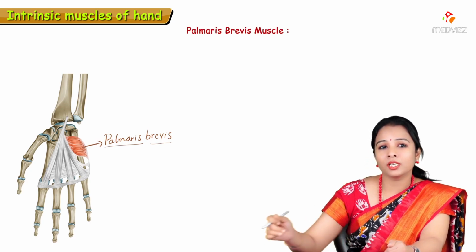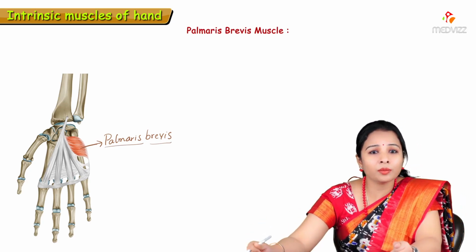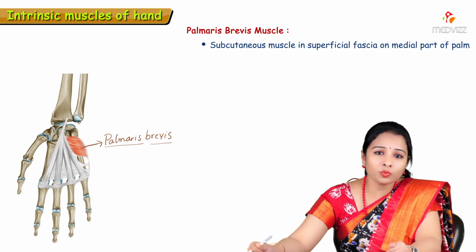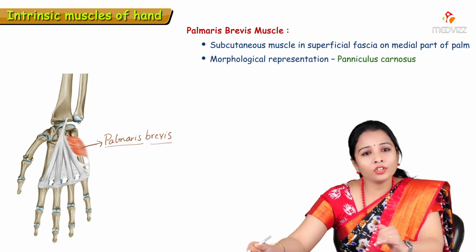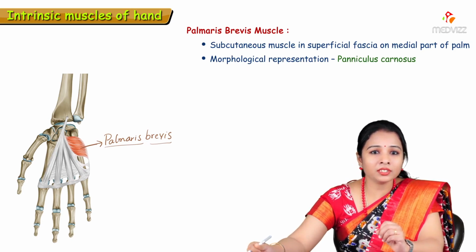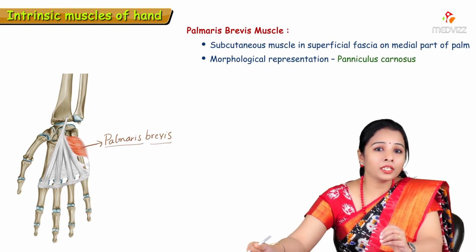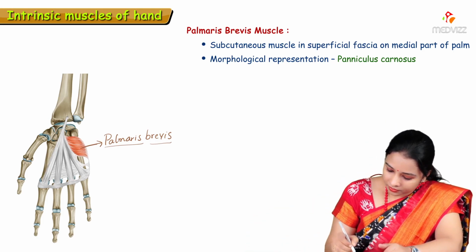palmaris brevis. Palmaris brevis is a subcutaneous muscle present in the superficial fascia on the medial side of the palm. Morphologically, this palmaris brevis represents Panniculus carnosus.